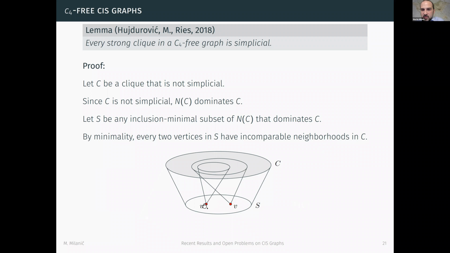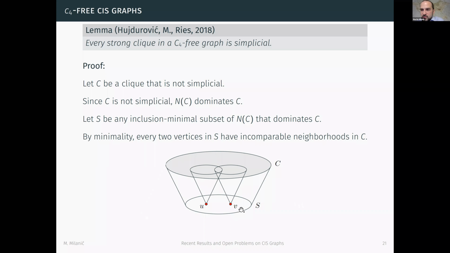in C. Because if, for example, the neighborhood of U in C is a subset of the neighborhood of V in C for different vertices U and V in S, then we do not need U to dominate C. We could just delete it and have a smaller subset which still dominates C. Everything that's dominated by U is also dominated by V.